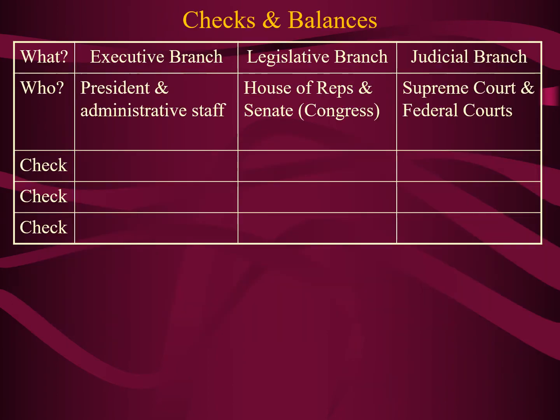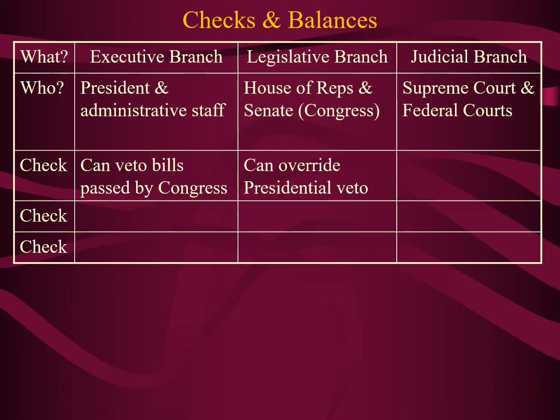I'd like to address some additional checks now. If Congress passes legislation that the president doesn't support, the president has the authority to veto those bills. However, the legislative branch has the final say because the House and the Senate have the ability to override a presidential veto.